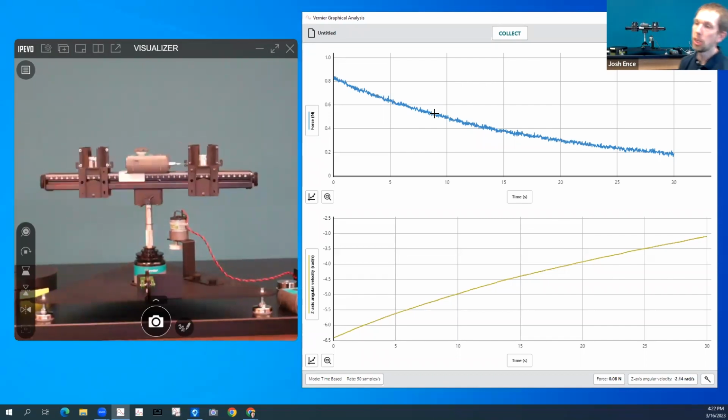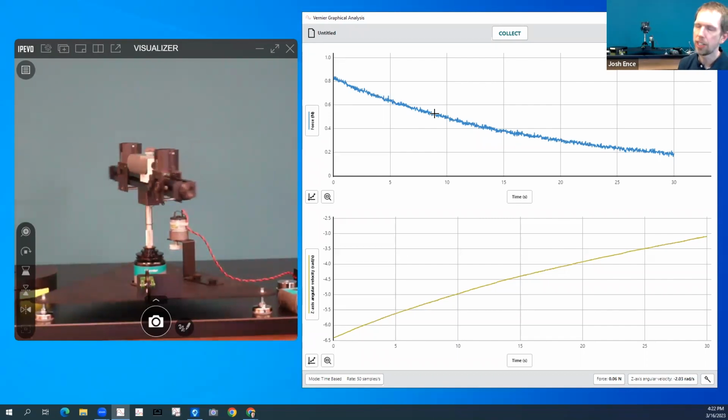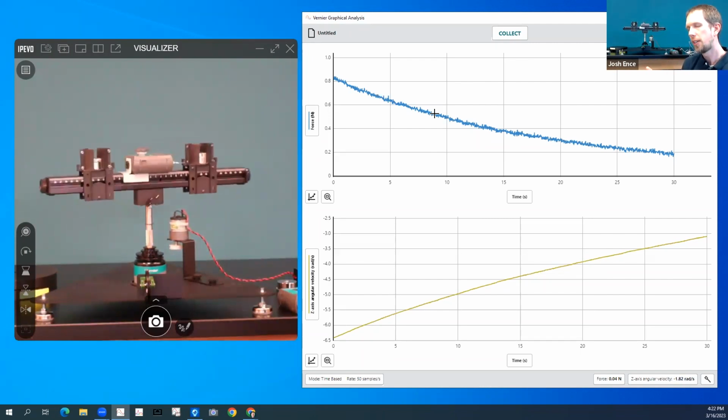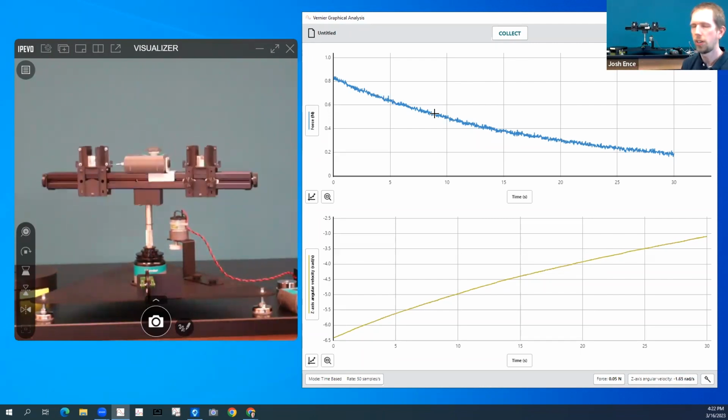After 30 seconds, I've reached the end of my time here, and I have these two curves. Now we know the relationship: we've got force on one side of the equation, and on the other side, you've got the product of mass and velocity squared divided by the radius. So I want to put these on the same axes.